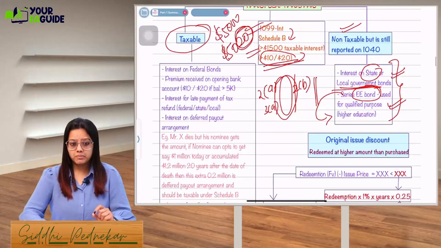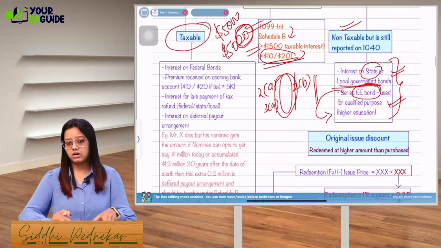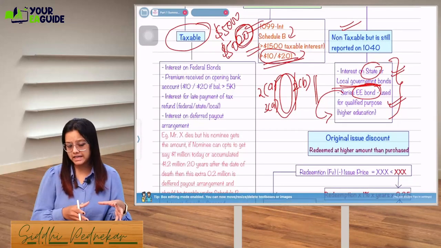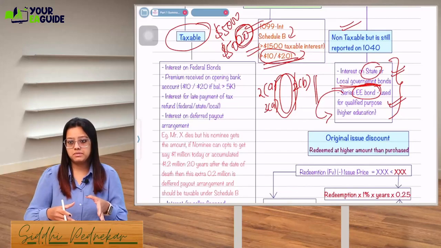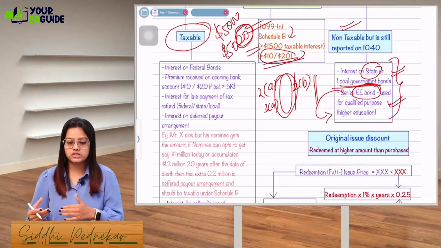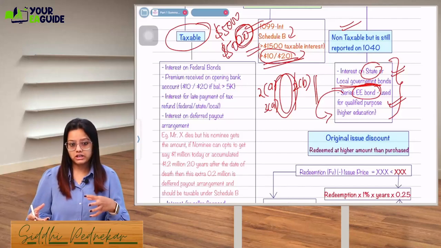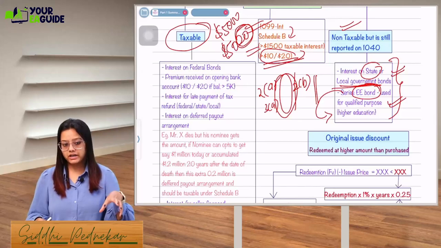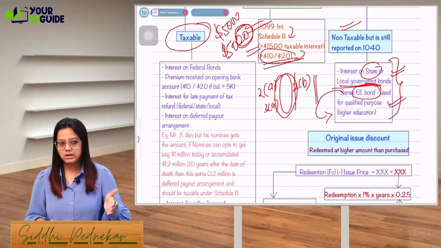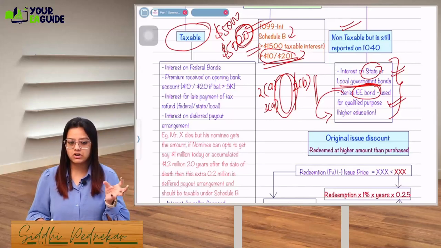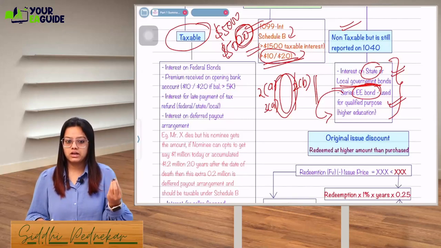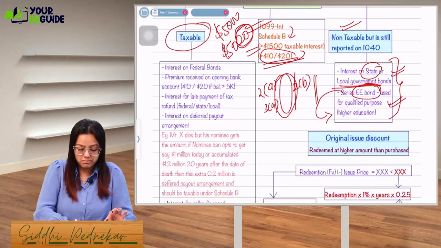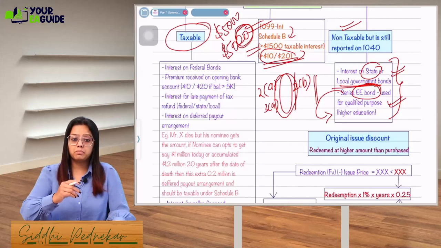Interest on a deferred payout arrangement means what? When a person dies, his insurance policy gets matured. Now it's not possible for the beneficiary to take out the whole insurance amount and utilize it. So what they will do is take that insurance amount in, let's say, 3 months, 4 months, different installments. Whatever earnings are there in the meantime will be included as interest income by way of interest on a deferred payout arrangement.